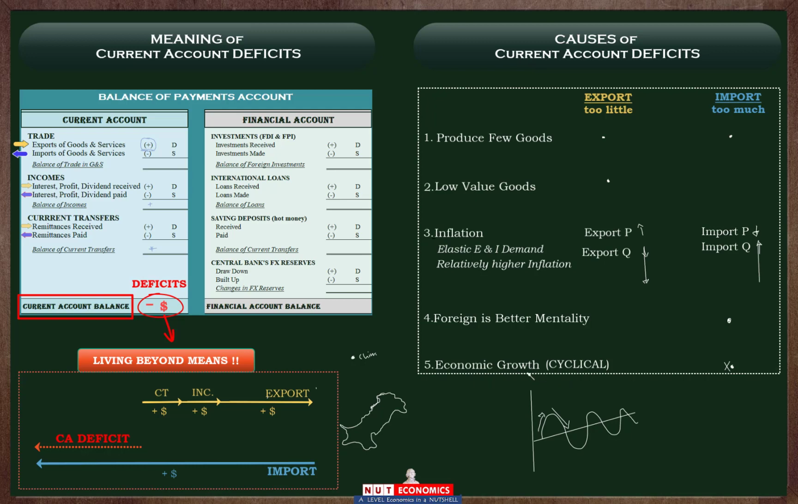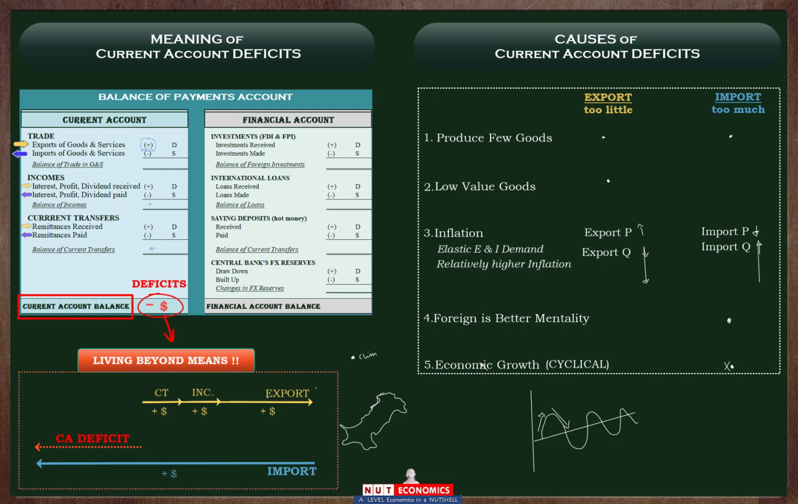This is a sort of current account deficit that will appear with an up cycle of the economy, and it will as quickly disappear with the down cycle of the economy. So when we talk about problematic current account deficits, remember, those are the current account deficits caused because of these structural issues, not these cyclical current account deficits.